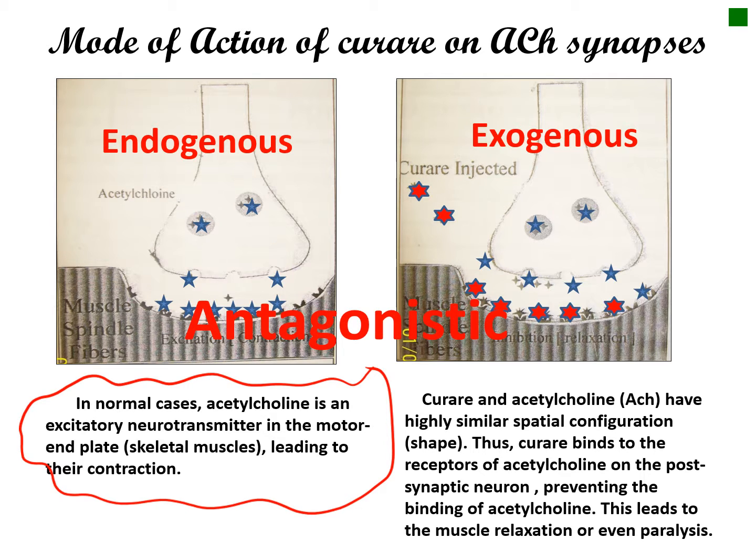Mode of action of curare on acetylcholine synapses. In normal cases, acetylcholine is an excitatory neurotransmitter which leads to the contraction of the skeletal muscle. While curare and acetylcholine have highly similar spatial configuration, they have a highly similar shape. Thus curare binds to receptors of acetylcholine, preventing the binding of acetylcholine. This leads to muscle relaxation or even may cause paralysis. Acetylcholine is endogenous, curare is exogenous, and both of them are antagonistic.